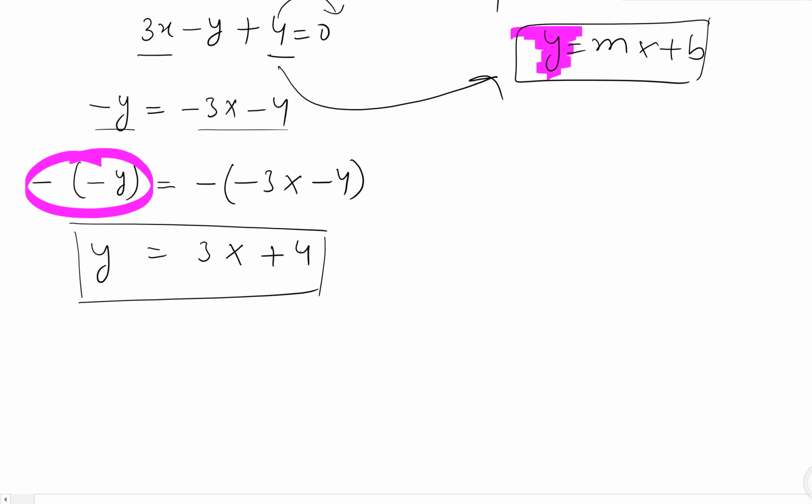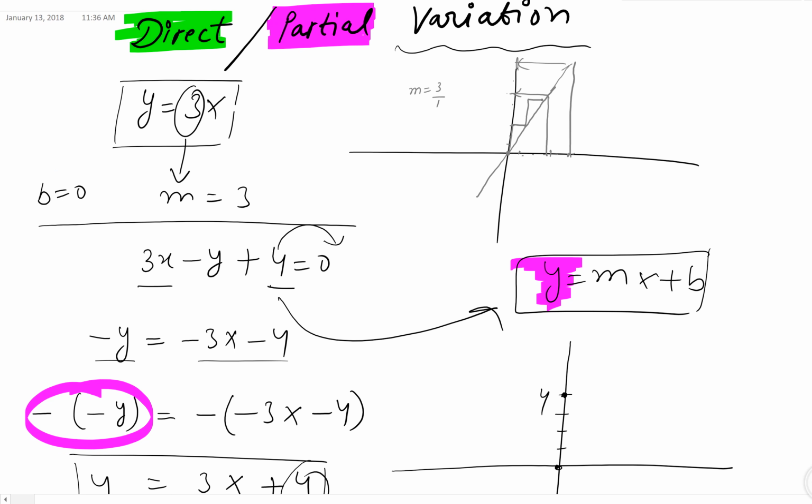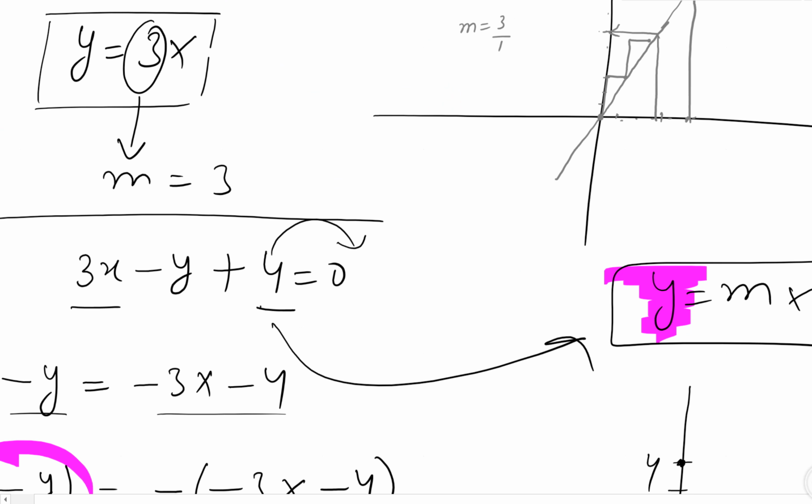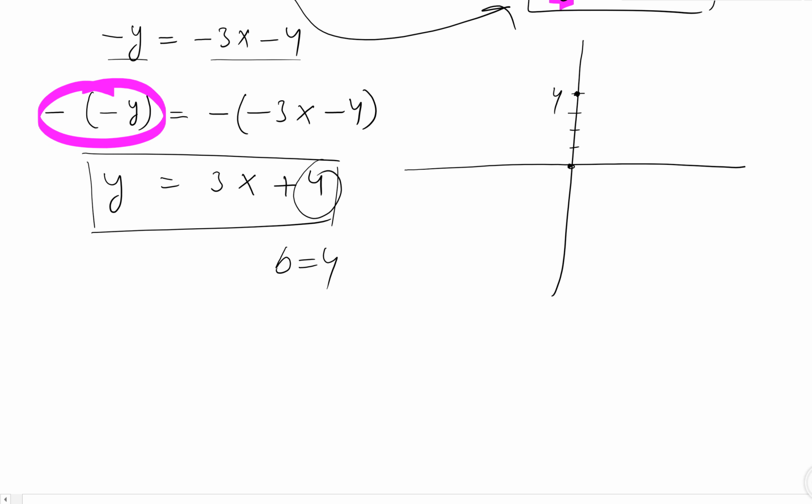Now, the b is not 0. B is 4. That means this line is not starting from the origin. It's not starting from right there, but from 1, 2, 3, 4 up from there. The line is starting from there. So the initial value is not 0. Whenever your initial value is not 0, we're going to call it a partial relation. So this is an example of a partial relation. The equation of the line is still the same.